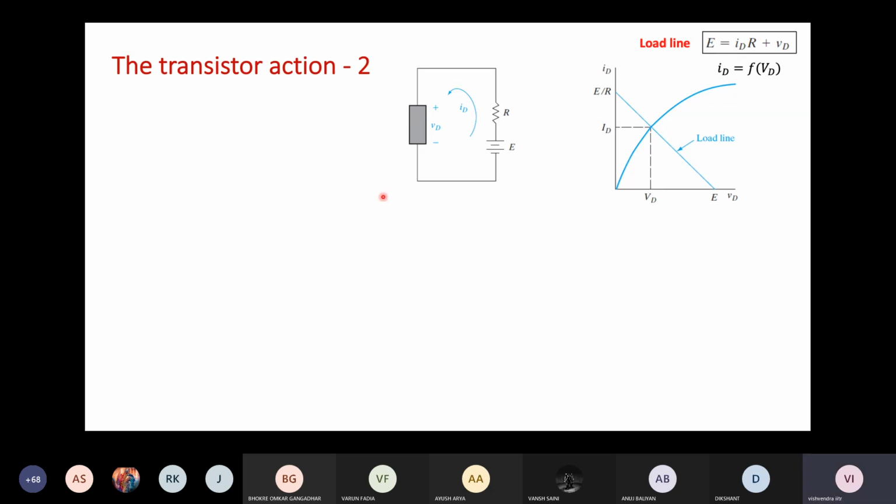Okay, so here we have not yet considered the third terminal of the transistor. We have just considered the two terminals of the transistor, and the transistor is assumed to be a black box, so to say. Now let's introduce the third terminal here.